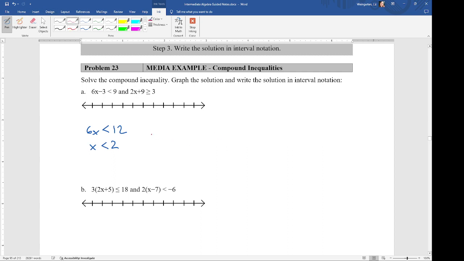The next inequality, I am going to subtract 9 from both sides. And we get 2x is greater than or equal to negative 6. Divide both sides by 2, and we get x is greater than or equal to negative 3. So we'll start by writing some numbers on our number line.